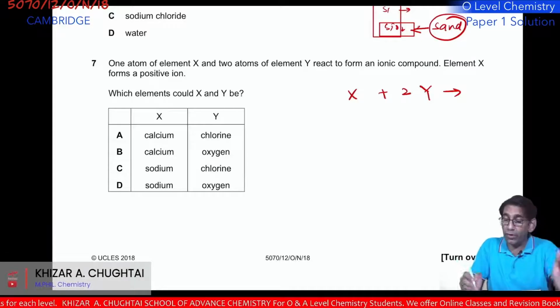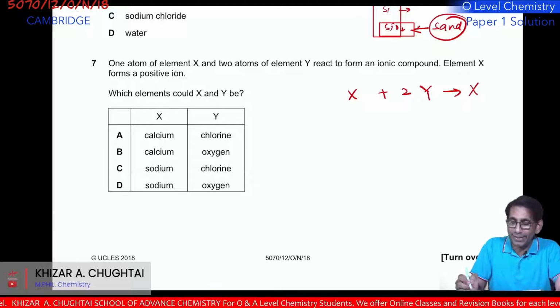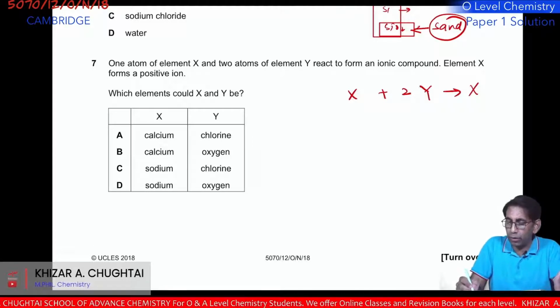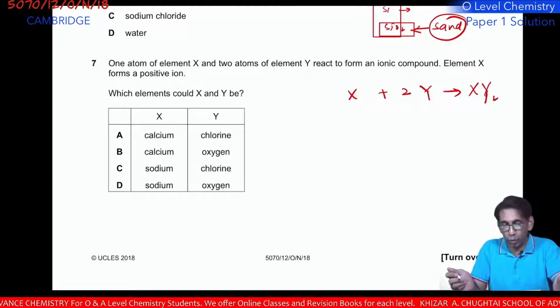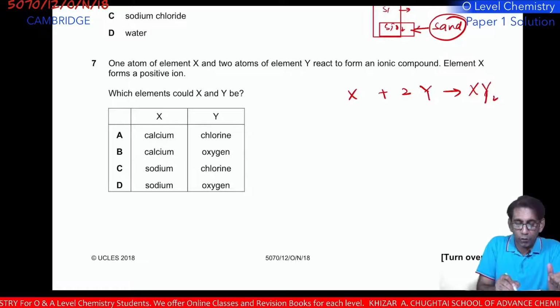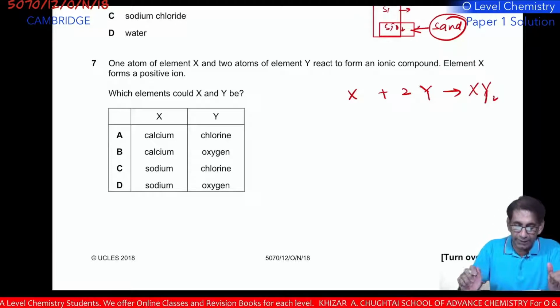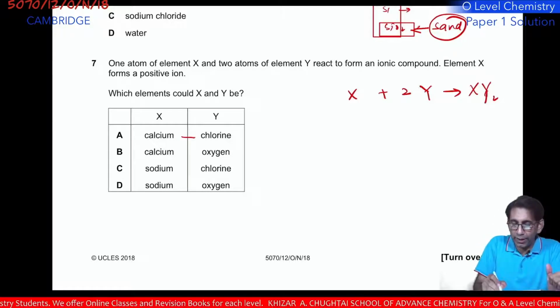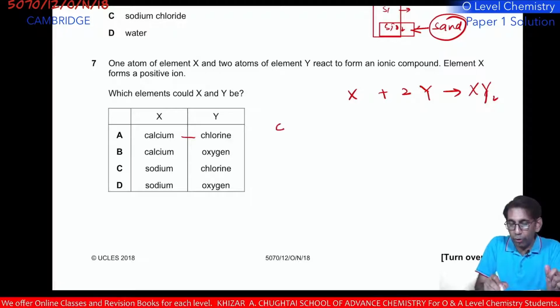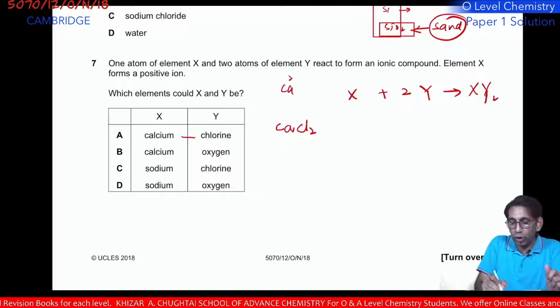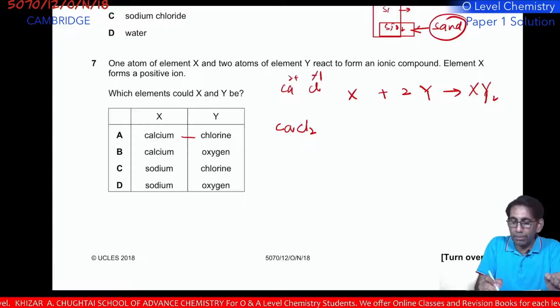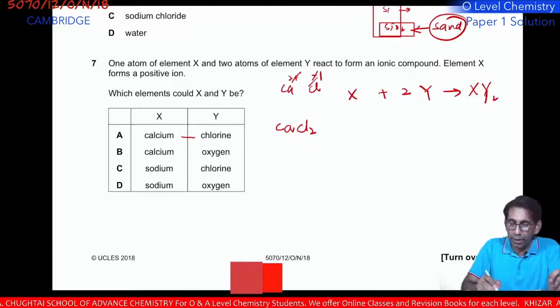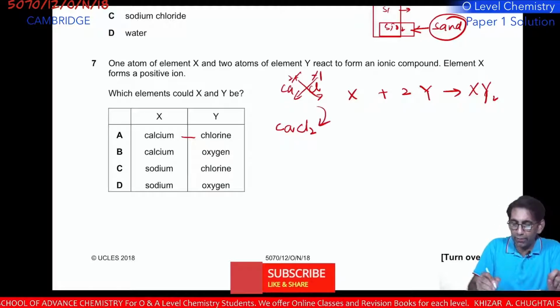So what should be the formula? You can say, whether it is an ionic compound or even a covalent compound, it should be XY2. Now let's see the options A, B, C, D. Calcium chloride, CaCl2. You know, calcium belongs to group 2, Cl belongs to group 7 or 17. So negative and positive charges cancel out, 1 over here, 2 over here, and here is the formula.